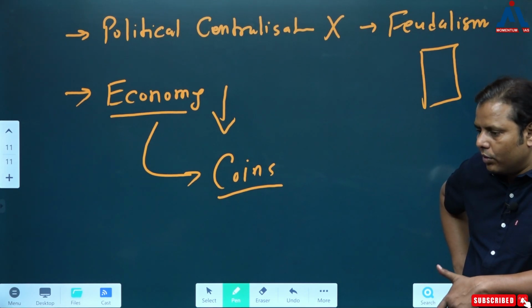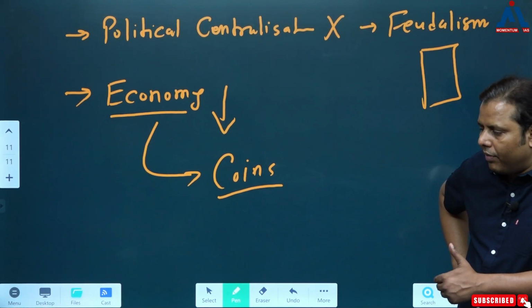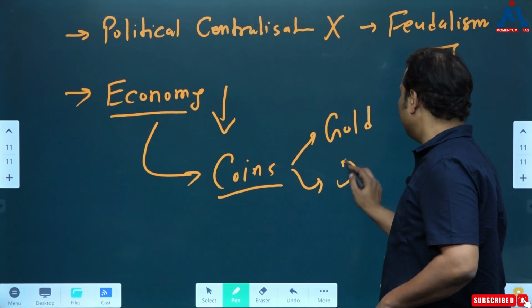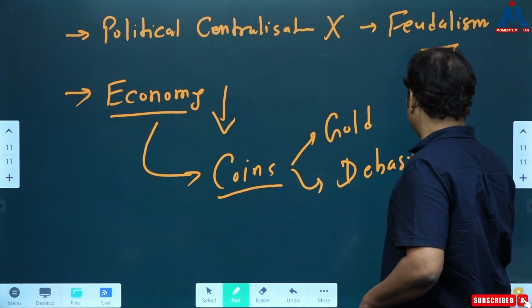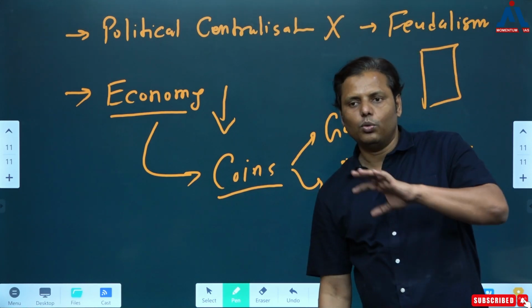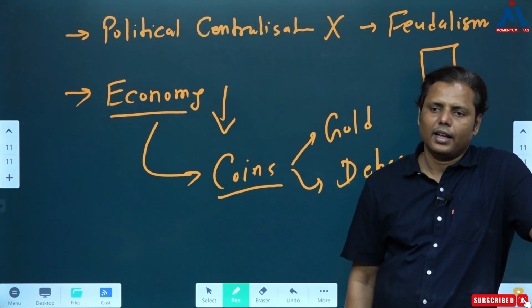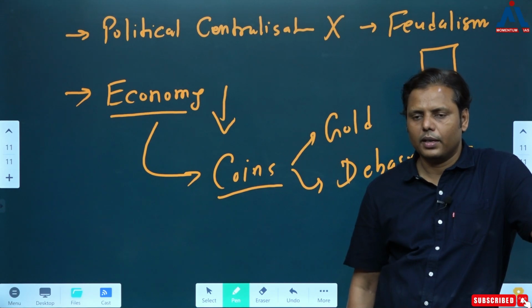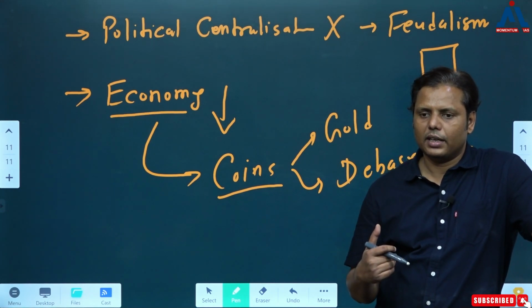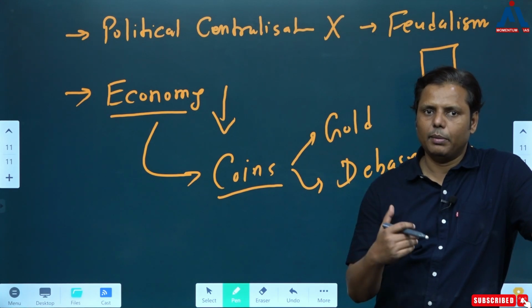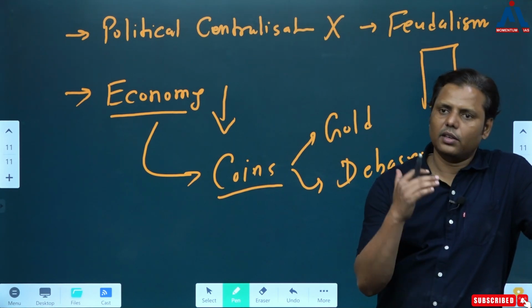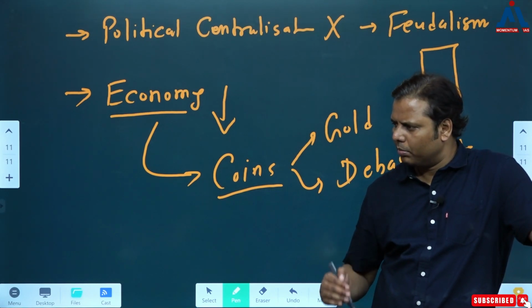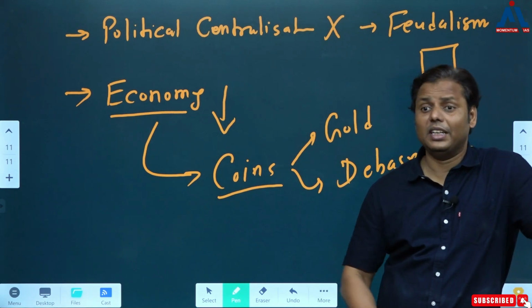How come the coins are indicating towards a declining economy? Because they find that only the gold coins are present. That's one thing. And the second thing, they do talk about the debasement of currency. If only gold coins are present, that is never indicating towards a flourished economy, because an economy is flourished only once you have coins of multiple values, coins of many values: gold coins, silver coins, bronze coins, copper coins, and some other coins.